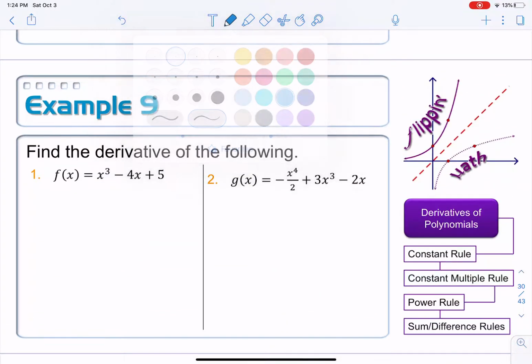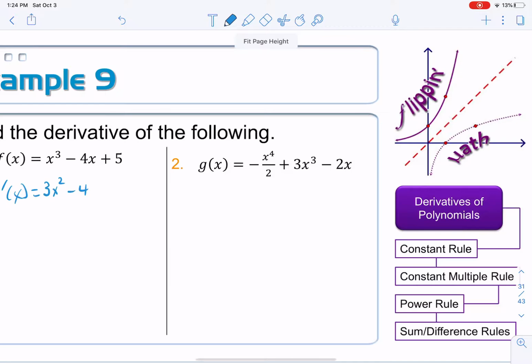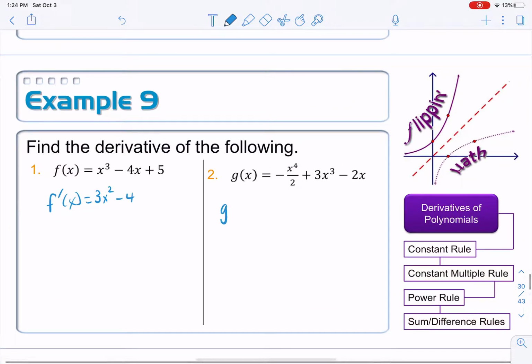Watch this business. You ready? F prime of x should be equal to, leapfrog that 3 down, 3x squared, minus 4x, and I'm done with that one. It's done. It's finished. Okay, let's go over here to this g of x function. So g prime of x should be equal to, leapfrog the 4 down, that's going to be negative 4x to the third power, still over 2. Leapfrog that 3 down, but it's going to multiply times the 3 that's already there, so plus 9x to the second power. And then finally, minus 2.